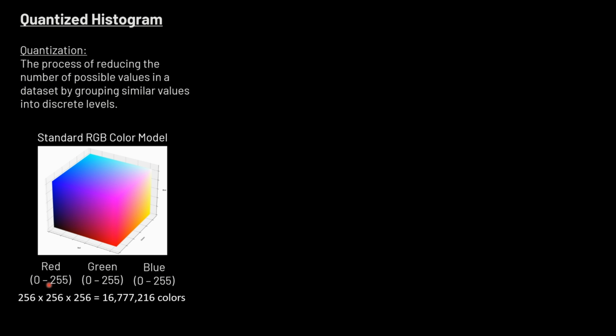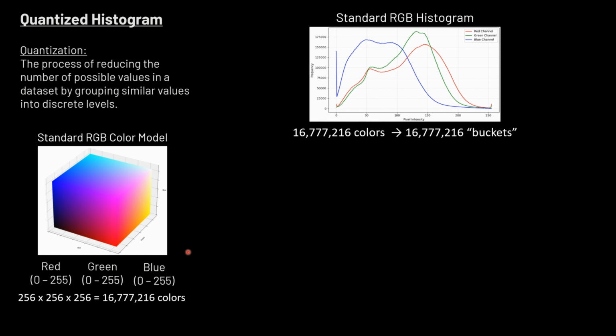In the normal model, we have 256 possible values for red, 256 possible values for green, and 256 possible values for blue. Multiply all those together, that gives us a total of 16,777,216 possible colors. What we're trying to do with quantization is simplify that. We don't want that many buckets of color. So if we think about it, in a standard histogram, we have 16,777,000 colors. Each one of those corresponds to its own bucket.